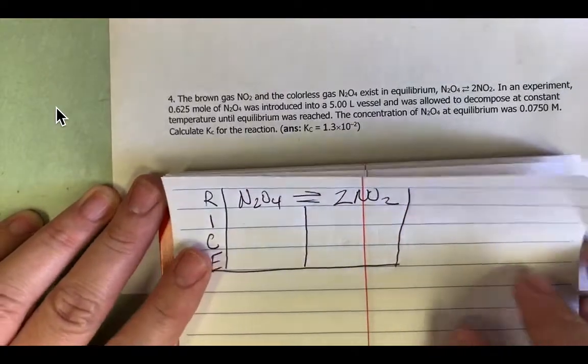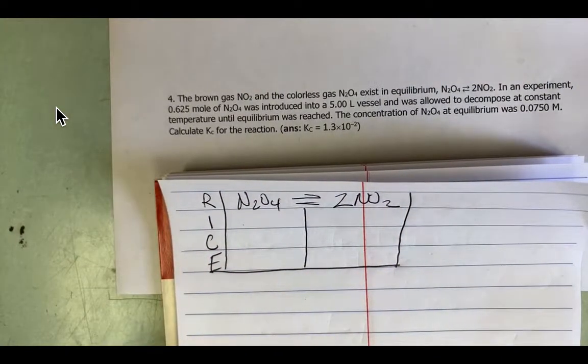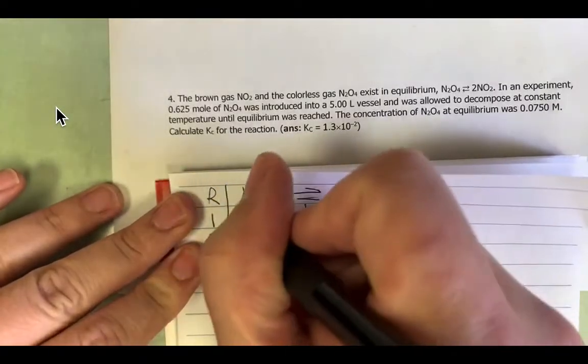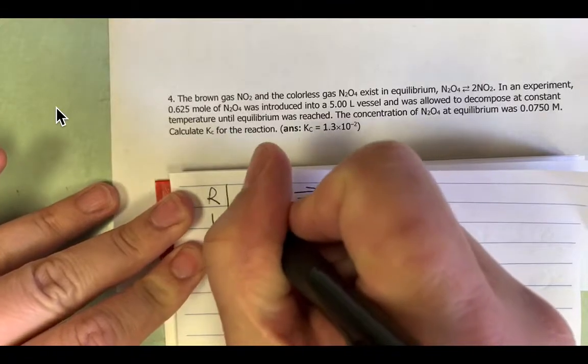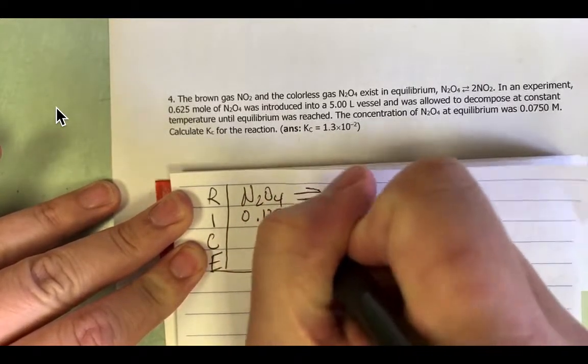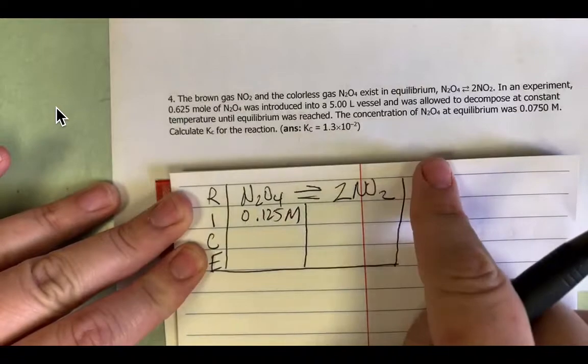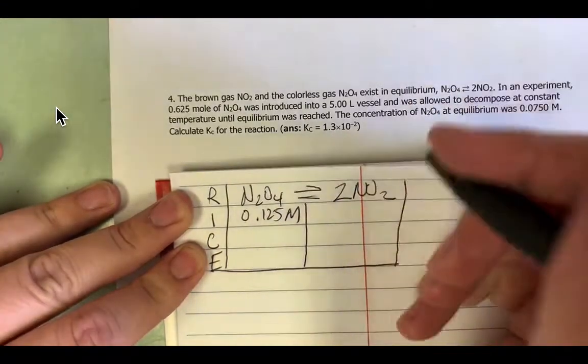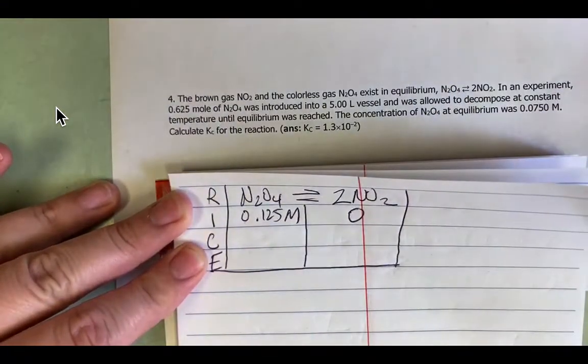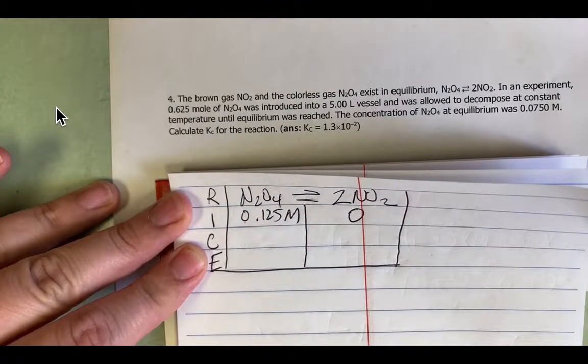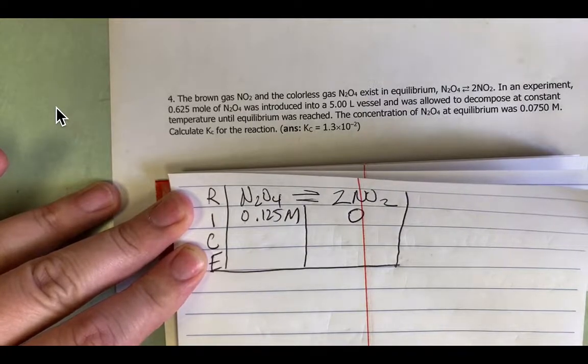Okay, so we're told that there's 0.625 moles in a 5-liter vessel. 0.625 divided by 5 tells me my initial concentration of N2O4 is 0.125 molar. And that's all that was added in initially, so there's no concentration initially of NO2. All the NO2 that's going to be in there is going to come from the breakdown of the N2O4.